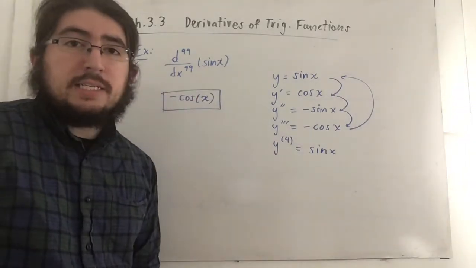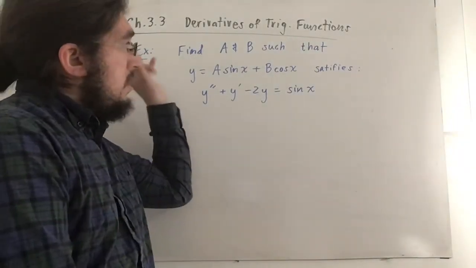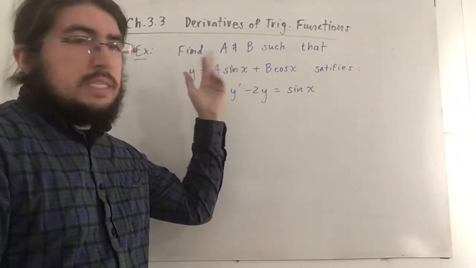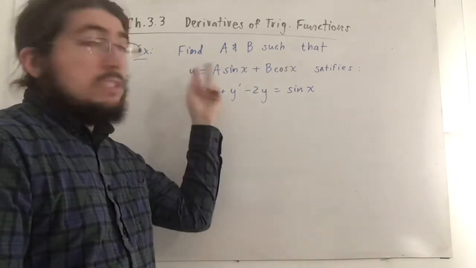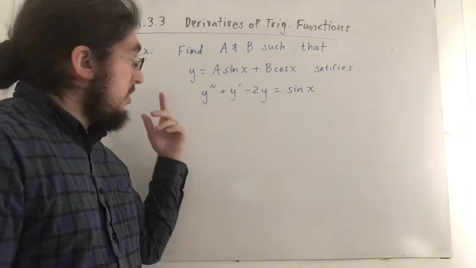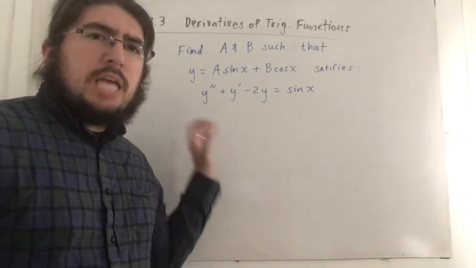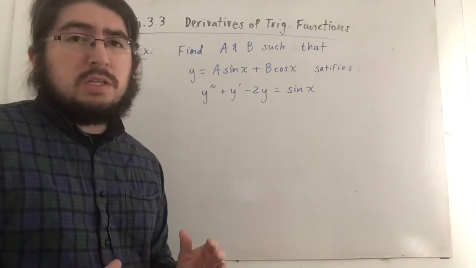Alright, so now for the next example. Like I said, this example is a little different. It asks us to find constants a and b such that y equals a sine plus b cosine satisfies this equation: y double prime plus y prime minus 2y is equal to sine of x. This type of equation, by the way, is called a differential equation.